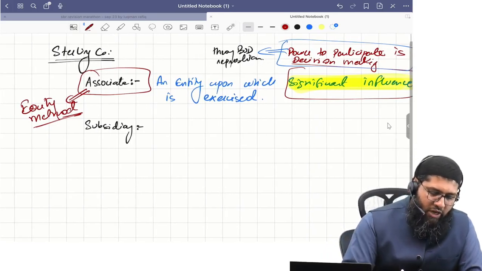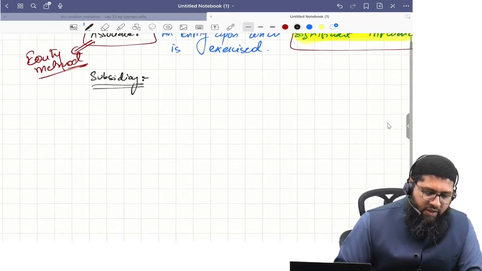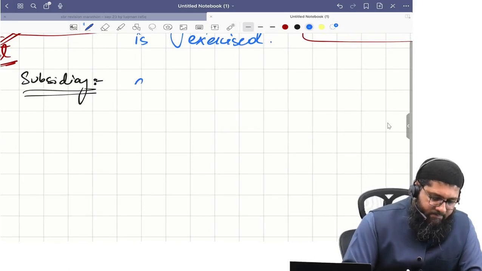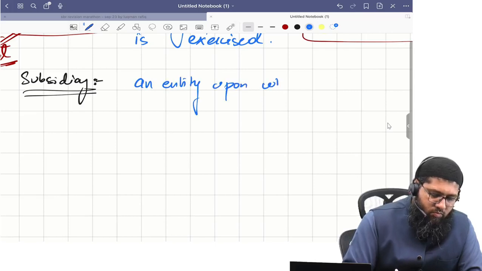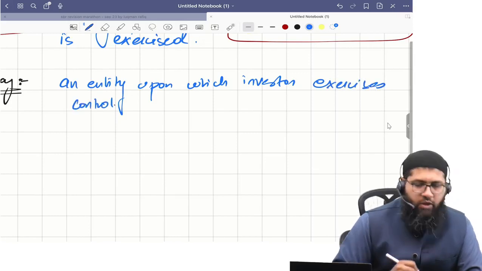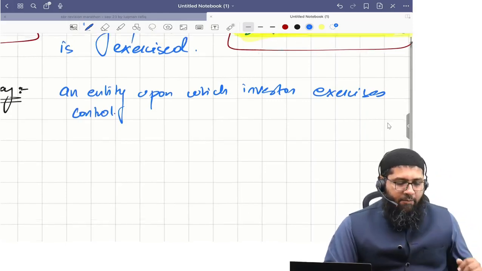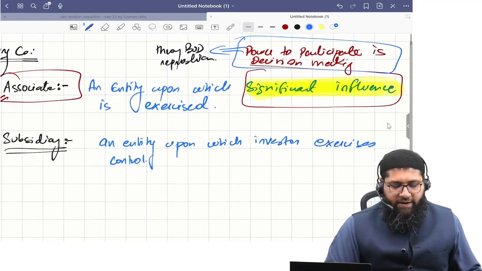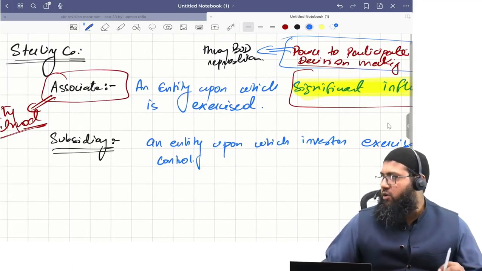Now, similarly, when we talk about a subsidiary, what is a subsidiary? A subsidiary is an entity upon which the investor exercises control. I repeat, an entity upon which the investor exercises control is going to be a subsidiary.